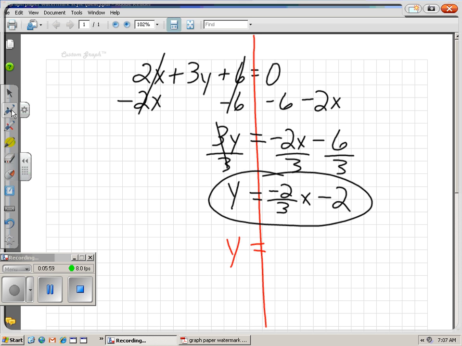All right. Think about what that line means. That's a downhill line, because my slope's negative. It's going downhill, and it crosses the y at negative 2. So it crosses at negative 2 and goes down 2 steps and right 3 steps.